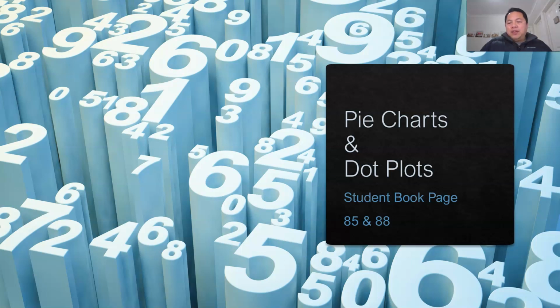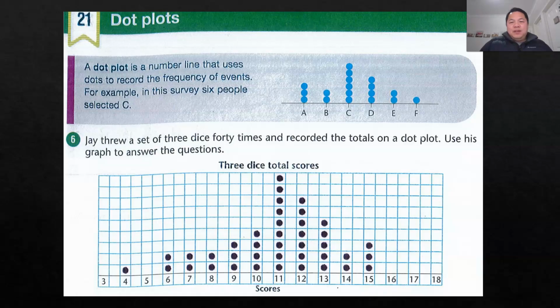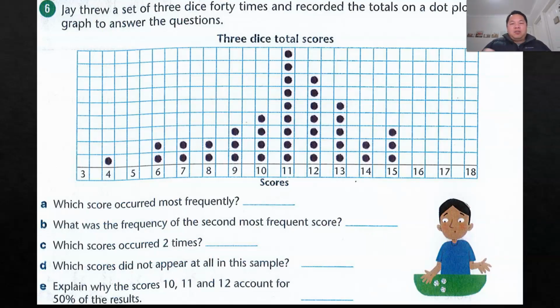Moving on to dot plots, page 88. A dot plot is a wonderful tool to tabulate results, especially when the results are very close to each other in terms of scores. In this case, Jay did a survey to find out the results when he threw 3 dice. He recorded the scores, and he did it 40 times, as stated here. So this is the result, and then from here you have to answer the questions.